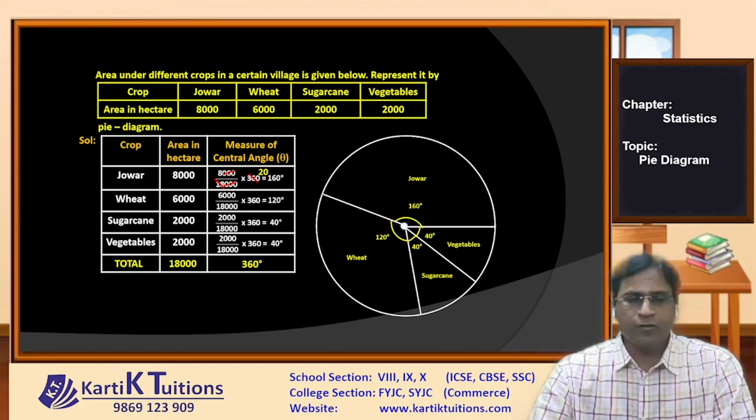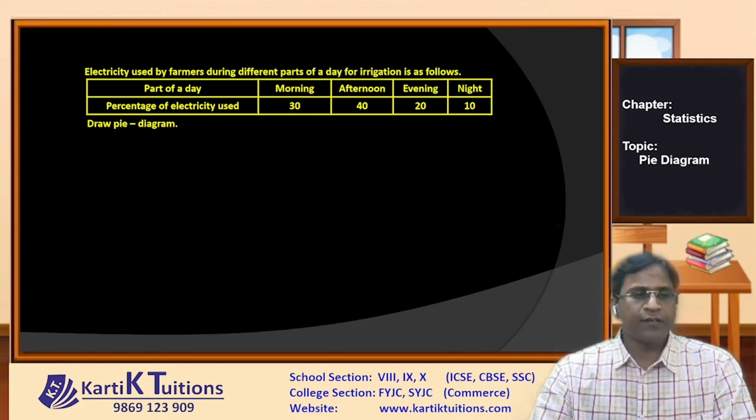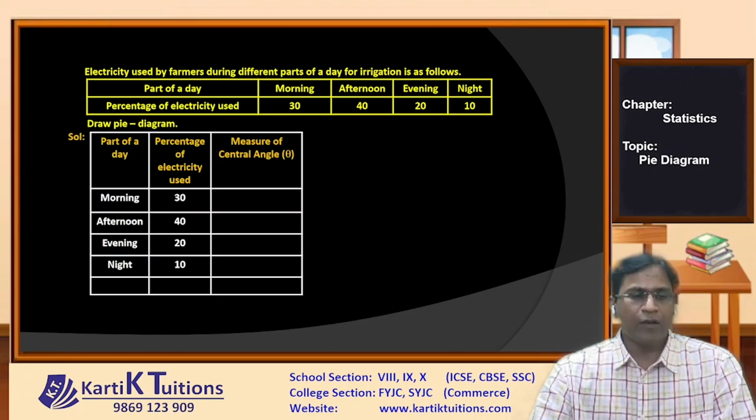Let's have a look at one more sum. Electricity used by farmers during different parts of a day for irrigation is as follows. Draw the pie diagram. Now again we'll prepare a table with 3 columns. Now first we'll find the total.